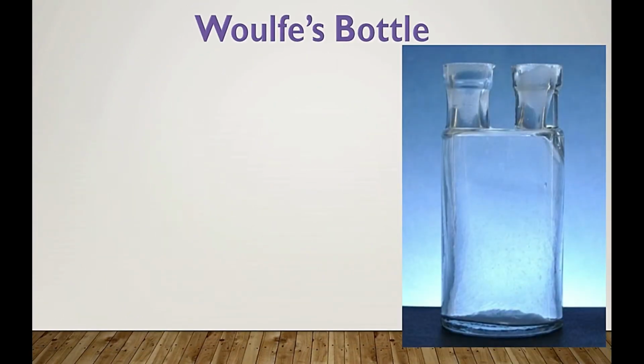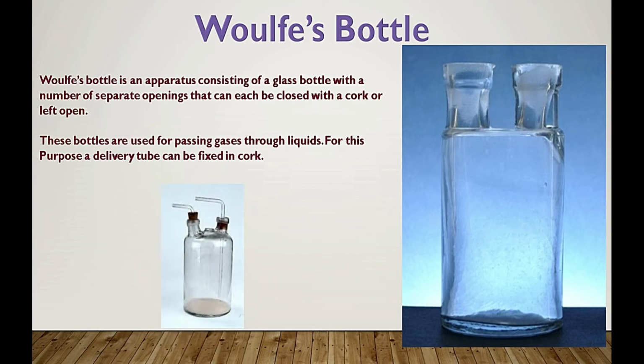Next apparatus is Woulfe's bottle. It is an apparatus consisting of a glass bottle with a number of separate openings. You can see here there are two openings in this bottle that can each be closed with a cork or left open. In this, you can see it is closed with the cork. These bottles are used for passing gas through the liquid present in this bottle. For this purpose, a delivery tube can be fixed in the cork.